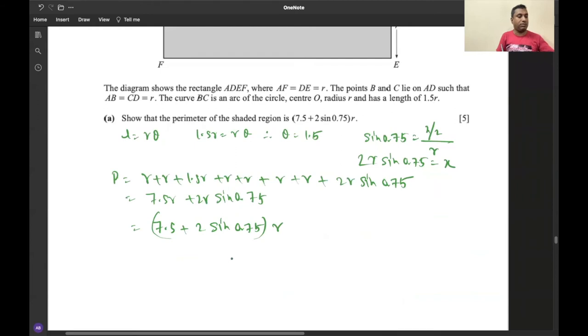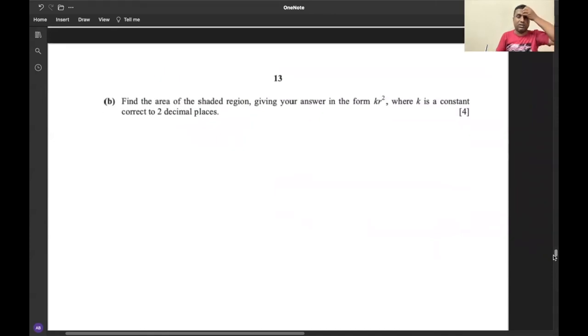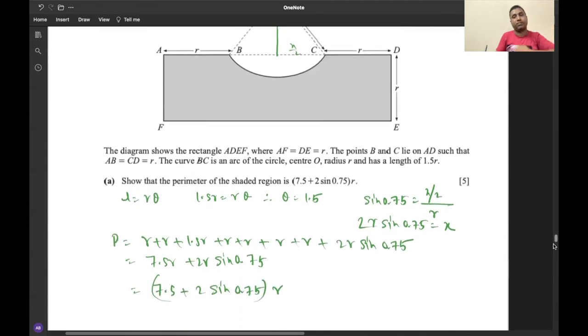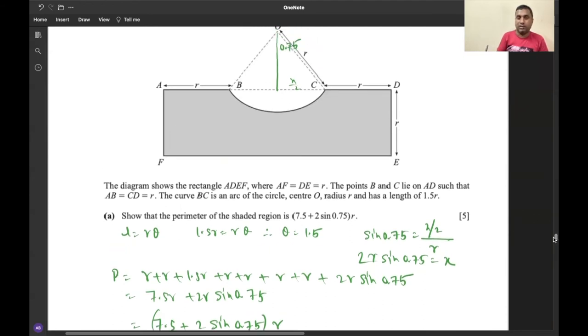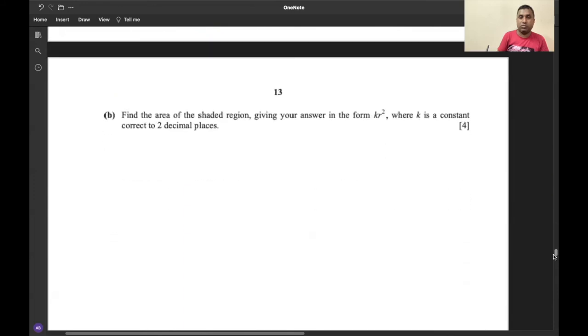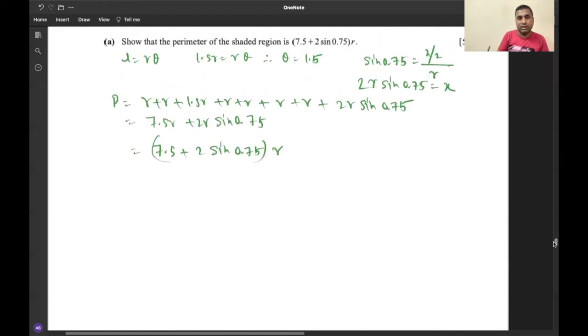Now we are going to find the area of the shaded region. We know that the area of this part will be length into breadth, the area of the rectangle, R into 2R. And from that area we can subtract this part.